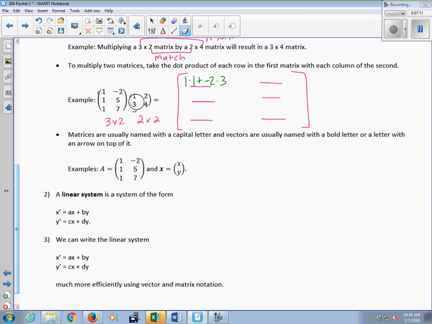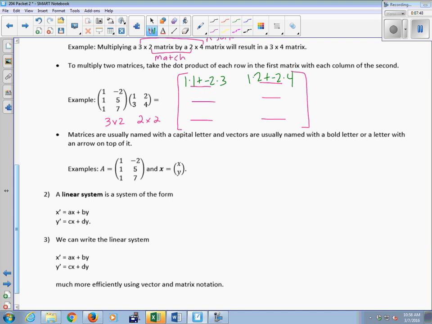All right, so that's row 1 times column 1. When I multiply row 1 times column 2, that goes in row 1, column 2 of the answer matrix. So I have 1 times 2 plus negative 2 times 4. All right, so I have now exhausted row 1 from my first matrix, so I move on to row 2. Then I do row 2 times column 1 and row 2 times column 2. That gives me row 2, column 1 and row 2, column 2 of the answer.